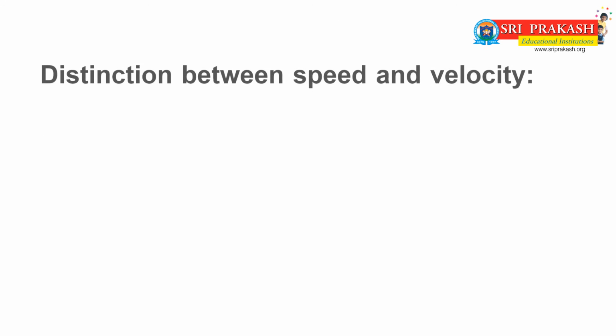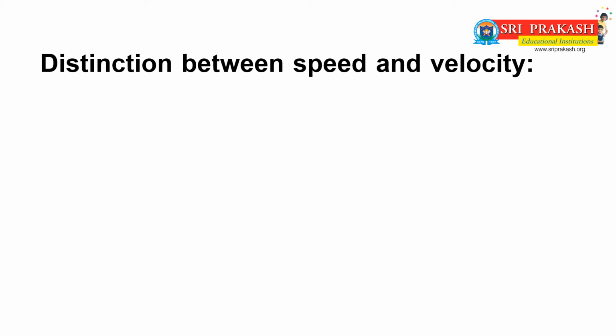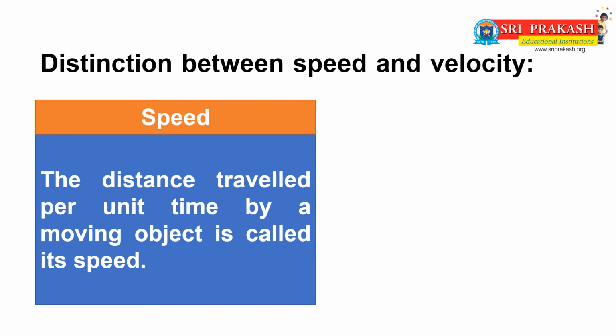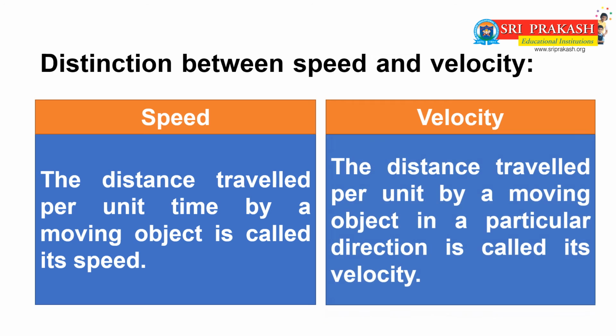Distinction between speed and velocity. Speed. The distance traveled per unit time by a moving object is called its speed. Velocity. The distance traveled per unit time by a moving body in a particular direction is called its velocity. For velocity, we are including direction also.